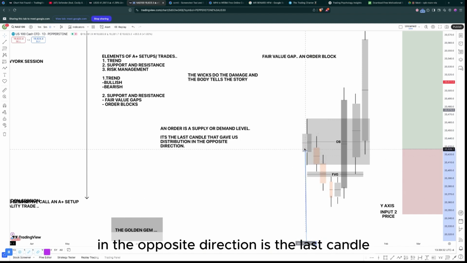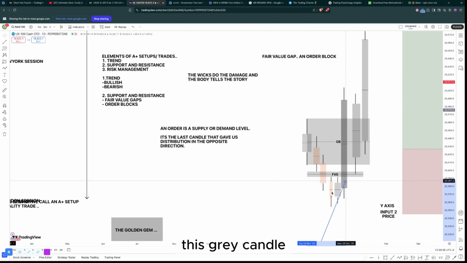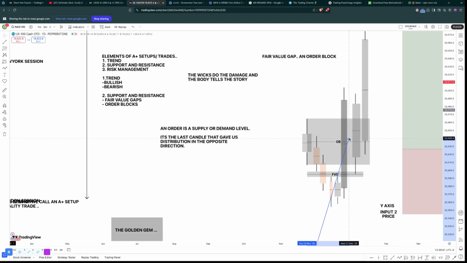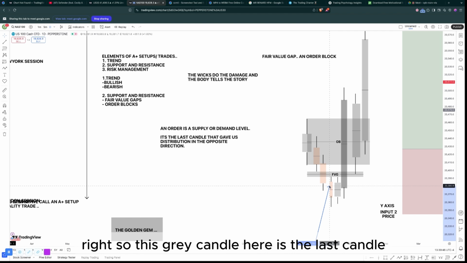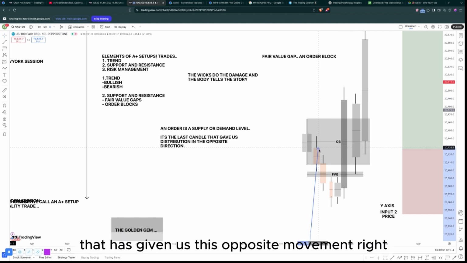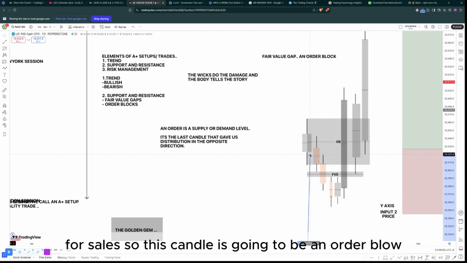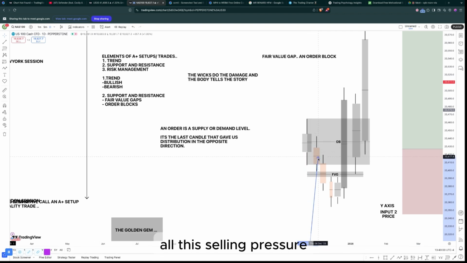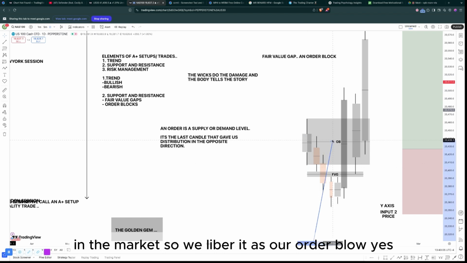It's the last candle. So for example, in this example here, this gray candle, the gray candles are representing what? Buying, isn't it? Then the orange candles are representing what? Selling, right? So this gray candle here is the last candle that has given us this opposite movement for sales. So this candle is going to be an order block because it's the last candle that has given us all this selling pressure in the market. So we label it as our order block, yes?